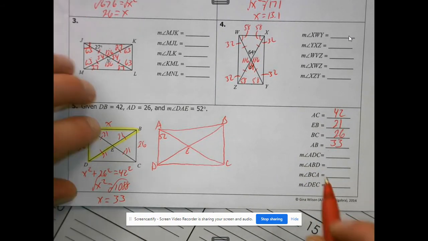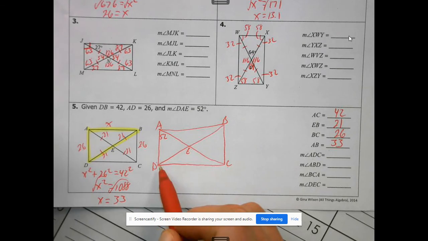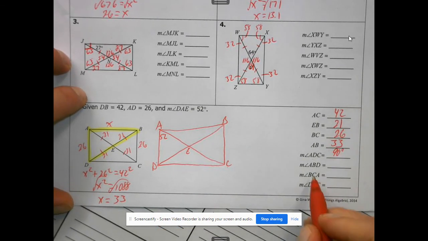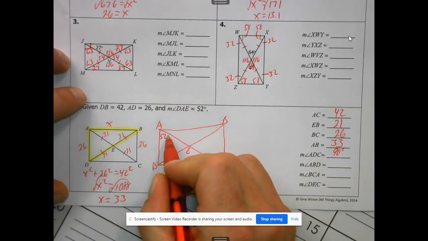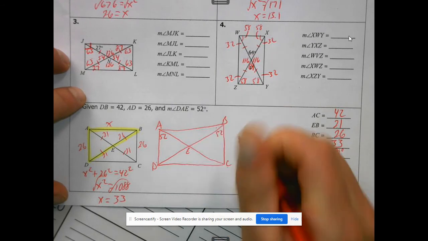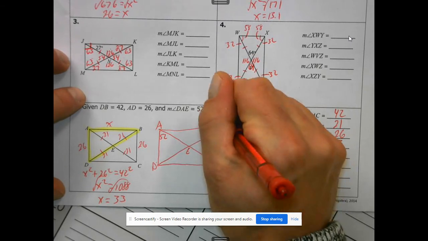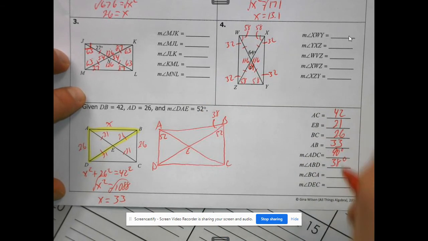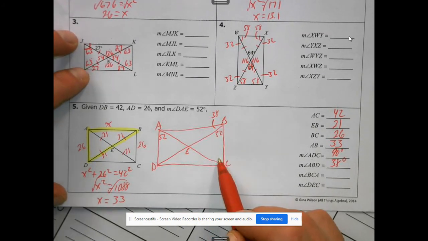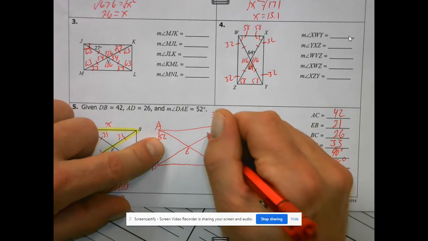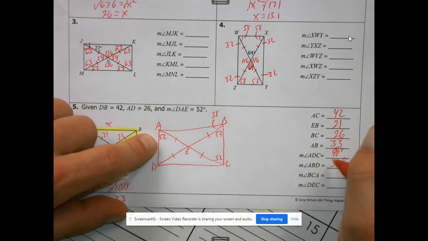Okay, the angles. First one is ADC. ADC, this whole thing, well, that's a 90, it's a corner. ABD, right here. Well, this whole corner is 52. 90 minus the 52 comes out to be 38. So ABD, 38. BCA, this guy right here, we'll check it out. Remember, these are all congruent to the middle. So if this guy is 52, this guy is also 52.